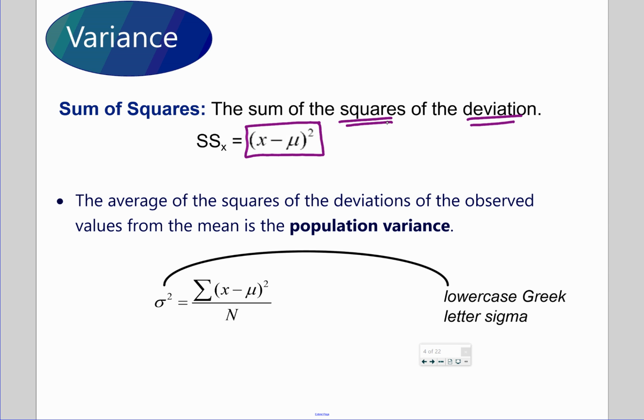Okay. Here is the formula if it's written with population. It may also look like this if it's a sample. Okay, so again, the only thing that's different is that mu is changing to an x bar if we have a sample set versus a population set. Sum of squares.